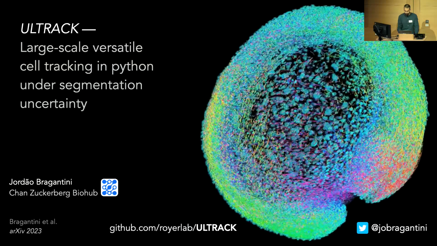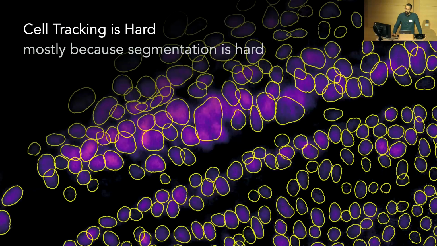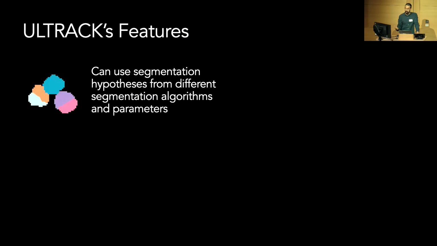When we started working with tracking, we realized that what makes tracking hard is segmentation, because when segmentation fails, tracking fails, or it's very hard to recover from it. So given that, we developed this software with a few features in mind. We wanted to be able to leverage existing models that people spend a lot of time annotating data for, or you could use your own algorithm where you have more control of what it's doing.